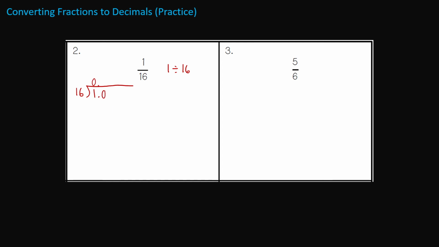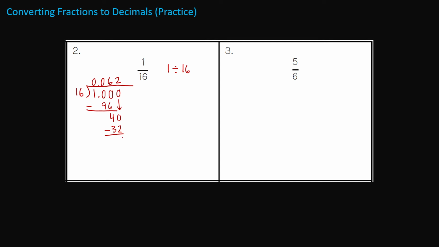So now let's add a 0. 16 still does not go into 10, so we're going to add another 0. Let's go again. 16 does go into 100. And off the top of my head, 16 goes into 100 6 times. 16 times 6 is 96. We're going to subtract: 100 minus 96 is 4. We're going to add another 0, bring it down to our remainder, and it becomes 40. 16 goes into 40 twice. 16 times 2 is 32.